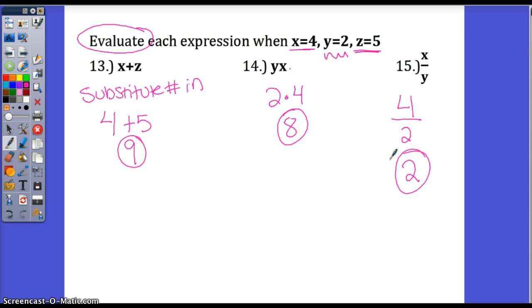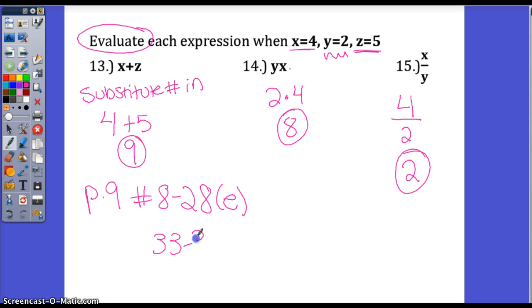Those are 1-1. You can go ahead and please check over and start your homework, which was page 9, numbers 8 through 28, even, numbers 33 through 35, all, 38, 42, and 43.